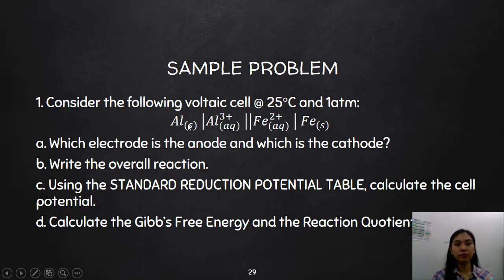and siya yung nasa cathode. Now, we have your aluminum, which is in a solid form, and then sa other side ng equation, naging aluminum ion siya, having a 3+ charge. Then you have a salt bridge, from your iron having a 2+ charge, naging iron solid siya. So these are the following questions. Which electrode is the anode and which is the cathode? Letter B, write the overall reaction. Letter C, using the standard reduction potential table, calculate the cell potential. And letter D, calculate the Gibbs free energy and the reaction quotient.